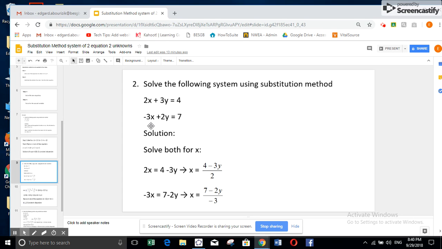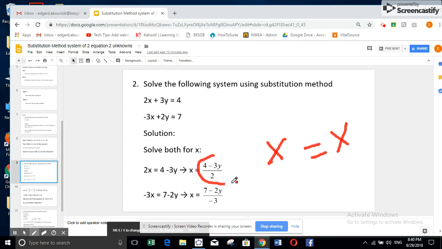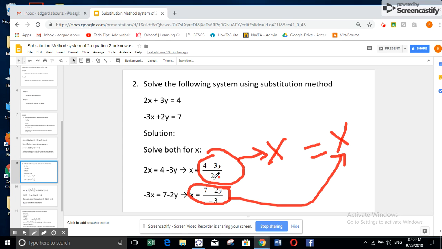I solve for the second also for x. Minus 3x equals 7 minus 2y. So x will be 7 minus 2y over minus 3. We all know that x equals x. Since x equals x, I replace its value here in the first, and the second one its value here. So I have an equation with one variable.